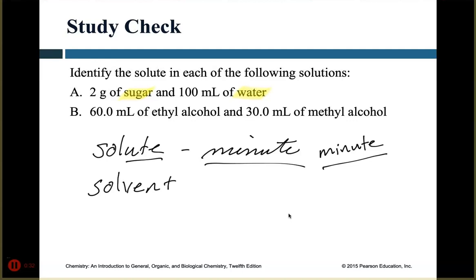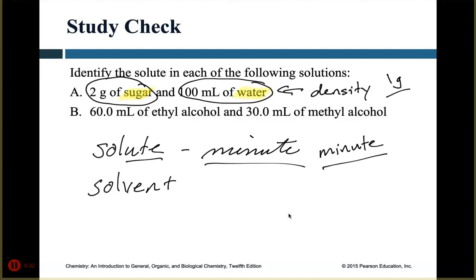So we have our solute as the minute component. Take a look here, 2 grams of sugar versus 100 milliliters of water. This is something we're getting familiar with, but the density of water we know is always 1 gram per 1 milliliter. So if I've got 100 mils, I know I have 100 grams. So in case A, sugar is going to be our solute. Why? Because it's in a smaller amount than the water.